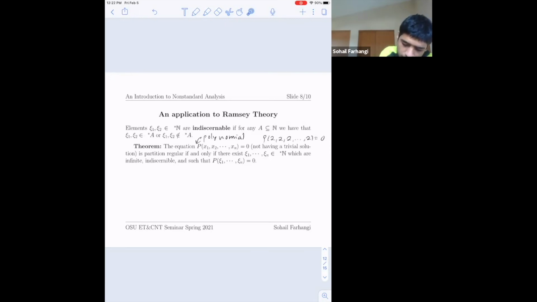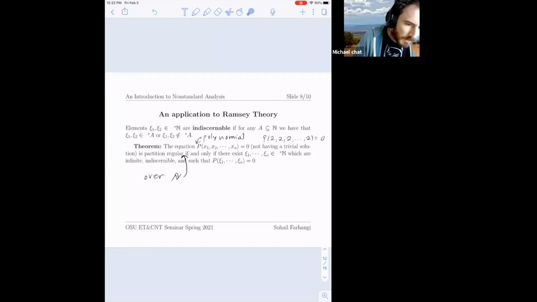then the polynomial equation is partition regular over N, the original space that we actually care about and do our ordinary Ramsey theory on. Wait, what do you mean for an equation to be partition regular?